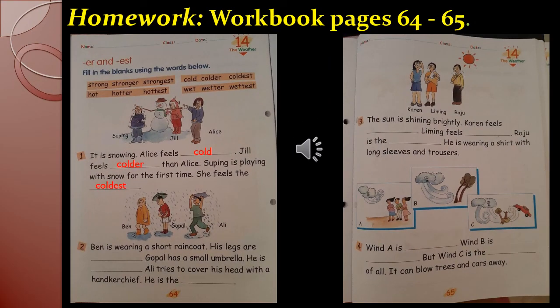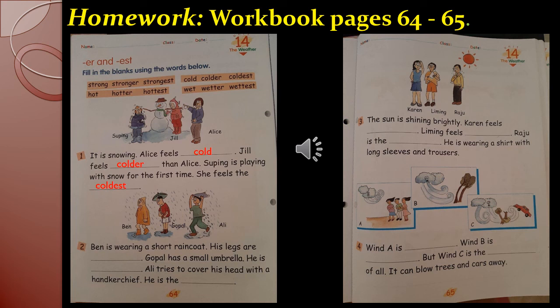Let's read our answer. Number 1, it is snowing. Alice feels cold. Jill feels colder than Alice. Suping is playing with snow for the first time. She feels the coldest. So remember to check your answers when they're finished, boys and girls. Cold, colder, and coldest is now finished.